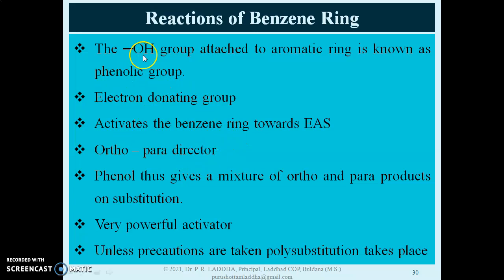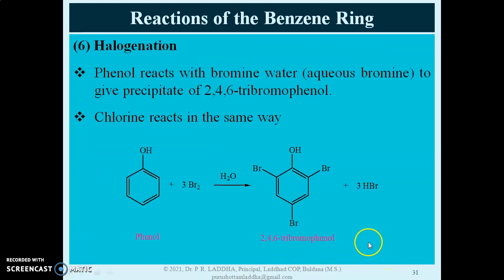When the hydroxyl group, that is an electron donating group, is attached to the aromatic ring, that acts as an activator and ortho-para director towards this electrophilic aromatic substitution reaction. Hence, phenol thus gives a mixture of ortho and para products on substitution reaction. It is a powerful activator. Unless precautions are taken, polysubstitution generally takes place.